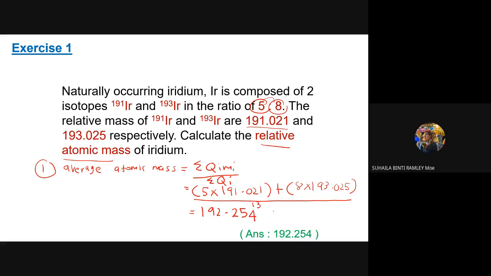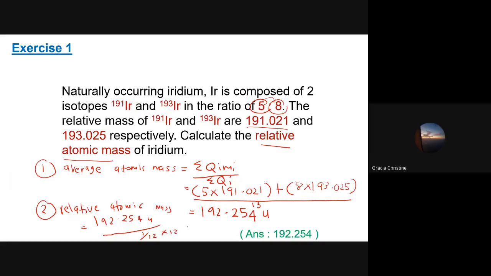Okay, so here the unit are not given in the question, but we know that relative atomic mass dia punya step ada 2 step, so kita just tulis the unit is u, because we need to write the second step to cancel out the unit. So relative atomic mass equal to 192.254u divided by 112 times 12u. So cancellation of unit. So we get actually the same number, but now without unit.